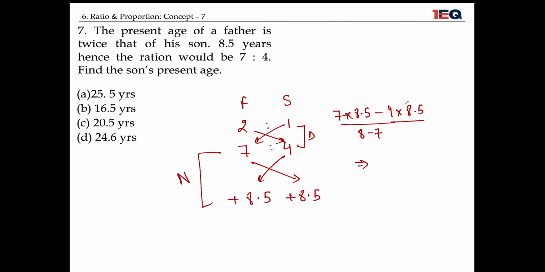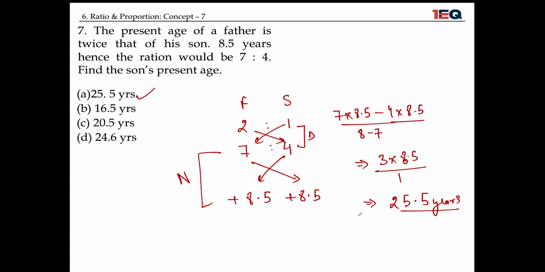So let's take 8.5 common. 7 minus 4 is 3. Now 3 when multiplied by 8.5 is easier to do, whole upon 8 minus 7 is 1. 3 8s are 24. 24 plus 1.5 is 25.5 years. Okay, so my answer is over here as the first one.